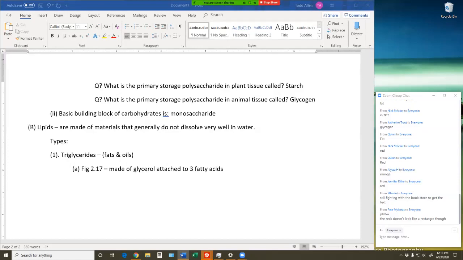So Pete, you say the reds don't look like a rectangle. Well, let me see. On picture A, as I look at that chain of carbon atoms, they go vertically down, and it seems to me that the box around it does have a rectangular appearance. So let me know if you're still having trouble with that, Pete.